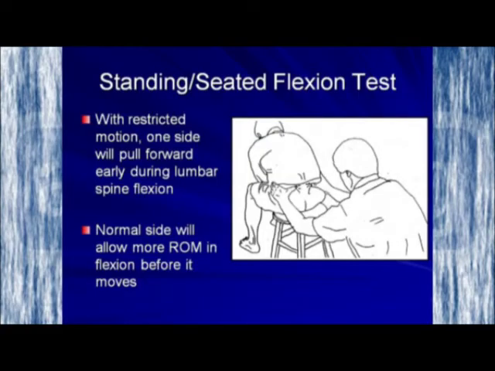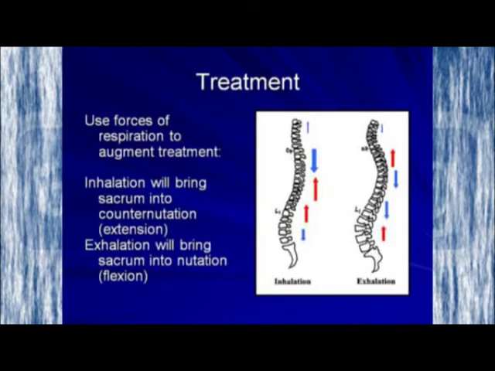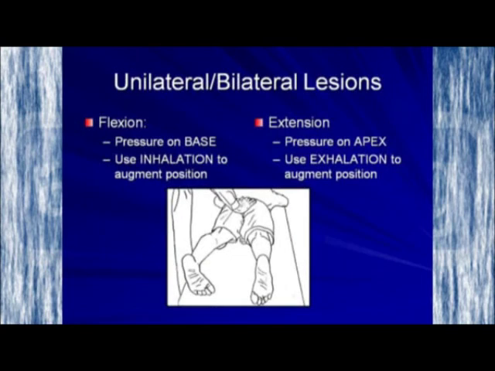So same kind of thing we do with the standing flexion test, but this will help diagnose abnormal motion at the SI joint. And then for our treatment, we'll use the forces of respiration to augment the treatment. As I said, inhalation will bring the sacrum into extension. Exhalation will allow flexion, and we'll talk about that in lab.